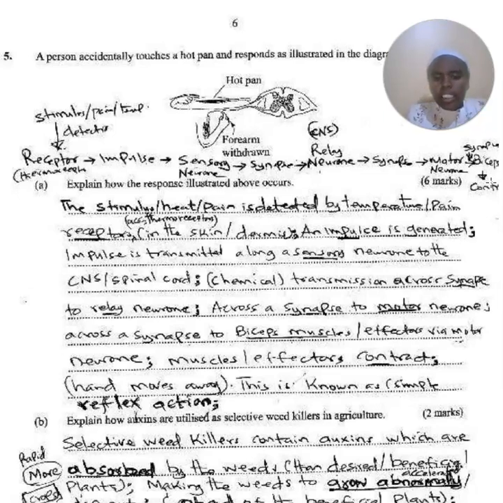So here the stimulus, the heat or the pain, is detected by the temperature or pain receptors on the skin, and then the impulse is generated and transmitted along the sensory neuron to the spinal cord, and then across the synapse to the relay neuron, across the synapse to the motor neuron, across the synapse to the biceps, the effector muscles. The muscle contracts, and then the hand is moved away, and that is known as a reflex action.